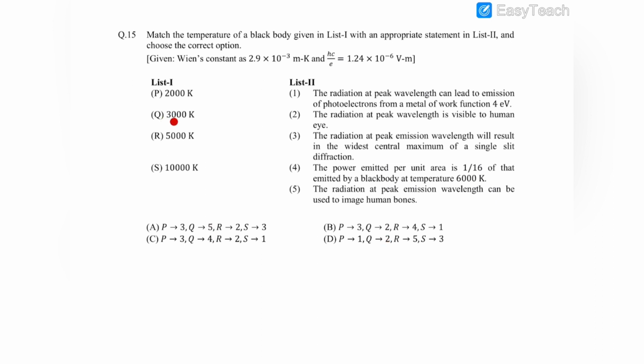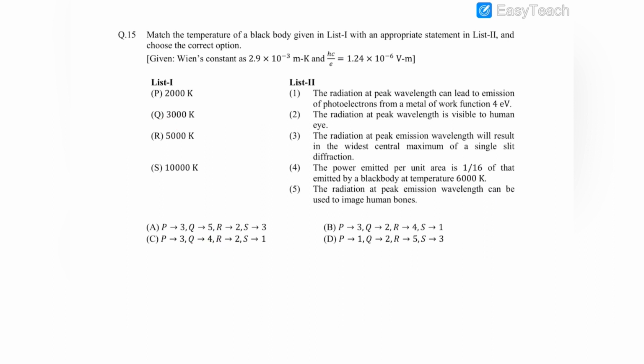So Q says that temperature is 3000 Kelvin, and let us examine this 5. So this is the radiation at the peak emission wavelength can use to find the image of human bones. This is wrong, and let us examine this one, C option, for Q.